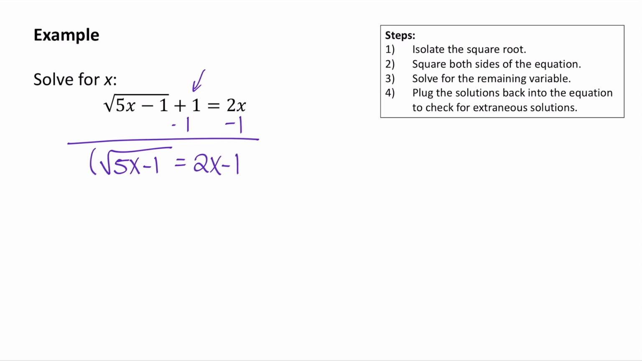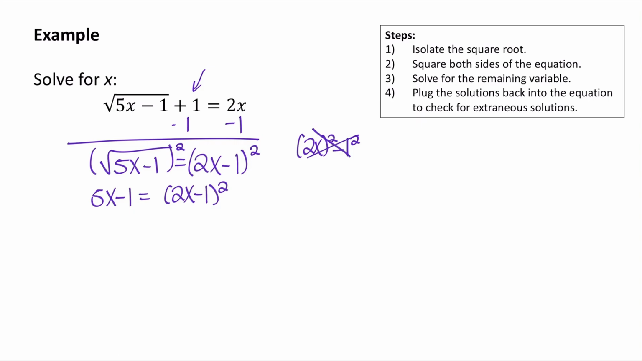Now I need to square both sides of my equation. When I do that, I need to be careful, okay? It's not 2x squared minus 1 squared. The whole thing is being squared, so we have to square that entire binomial. You can't just square each term individually, so be careful with that. So I end up getting 5x minus 1 equals 2x minus 1 squared.